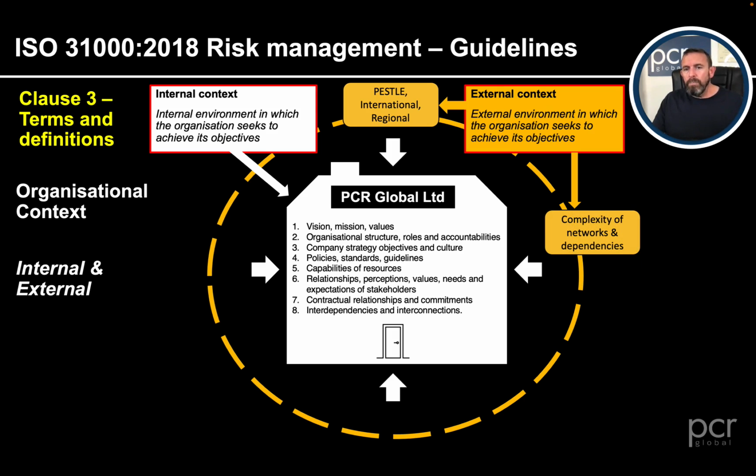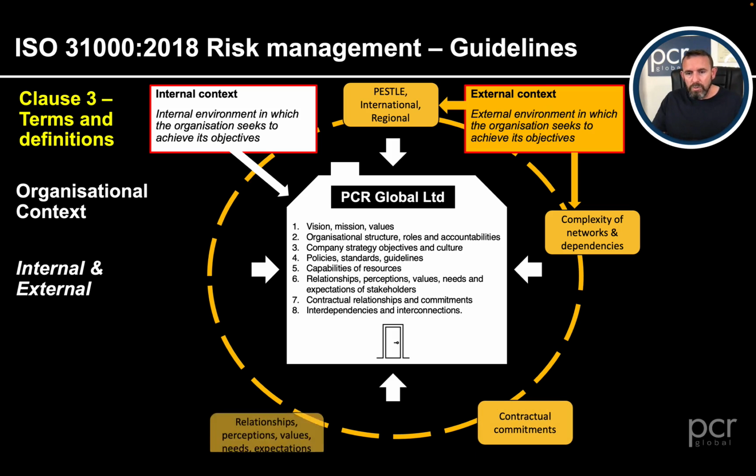Second, there we have the complexity of networks and dependencies. PCR Global as an organisation, we have a lot of dependencies outside, whether that's the awarding bodies for our courses or the organisations that we actually work with as well that enable us to make money. And there we have it, contractual commitments. What have we committed to, and what have people committed to us?